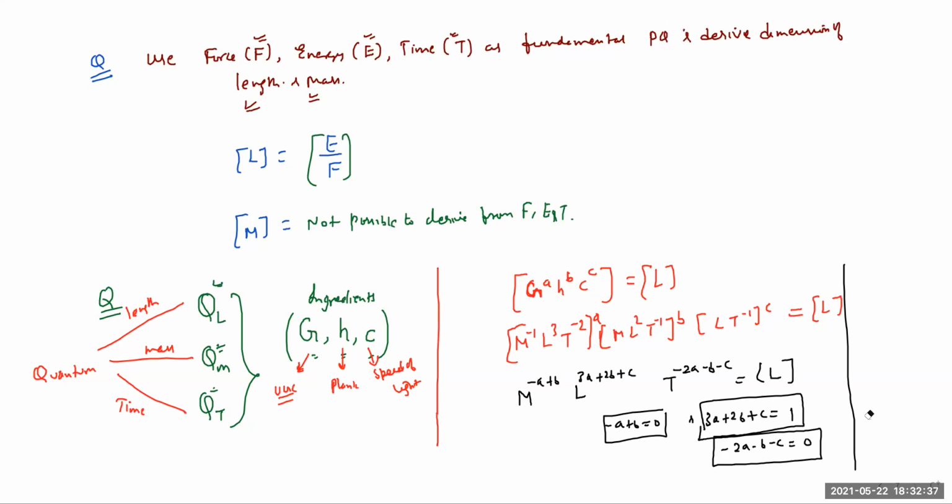What is A and B then? 1 by 3. Yeah, that looks fine, I think. So A is 1 by 3, B is 1 by 3, C is -2 by 3, right? Yes, sir. Okay, so that looks correct actually. A equals B equals 1 by 3 and C equals -2 by 3. So the quantum length is proportional to GH by C square, power 1 by 3. Then this will become the formula, right?